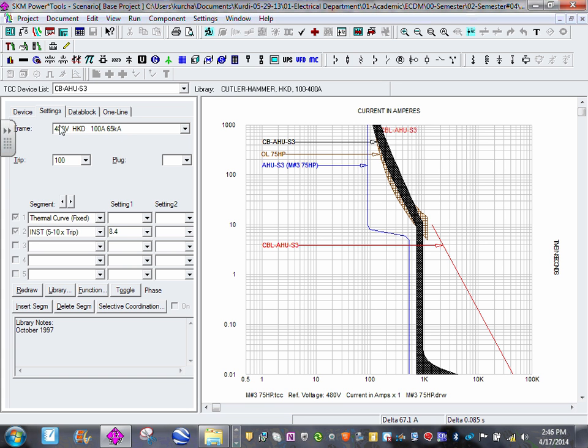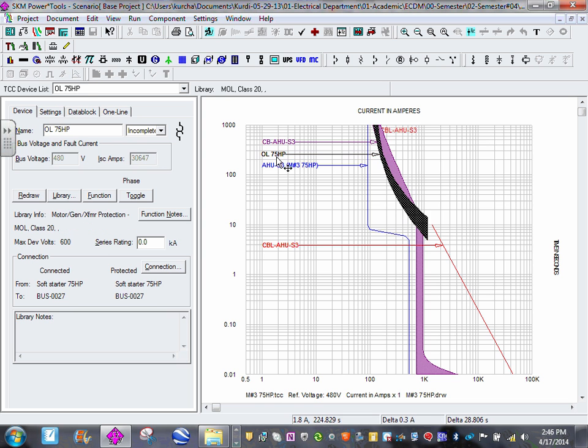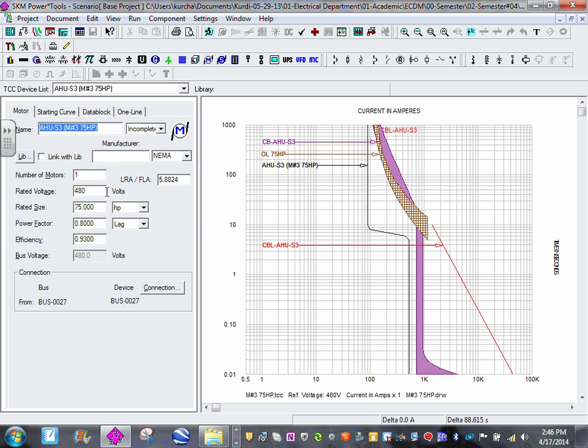I came up with 100 amp for this 75 horsepower motor circuit breaker. Let's go size it based on the code, shall we? How much do you put, 100 amp? Let's size it based on the code.